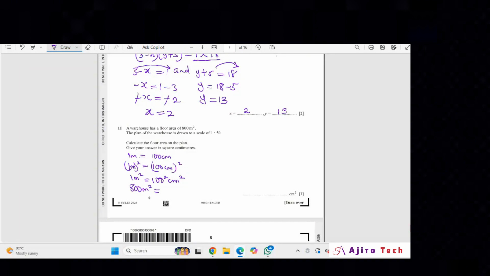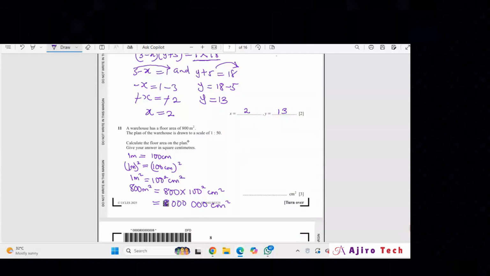That will give us 800 times 100 squared centimeters squared. So when you do this, you are going to have something like 8 million, I think so. If you multiply here, yes, it's 8 million centimeters squared. So if you do 800 times 100 squared, this gives us 8 million centimeters squared.